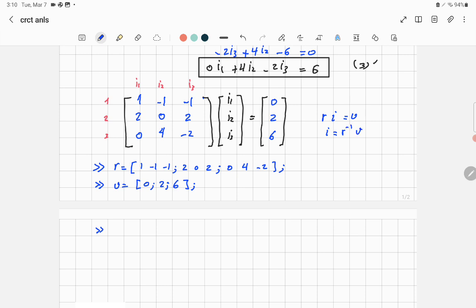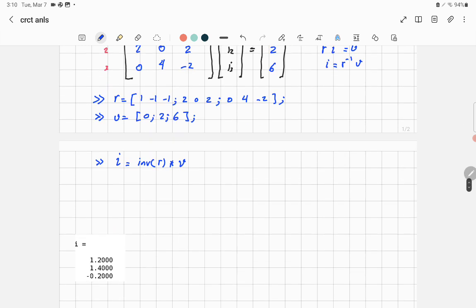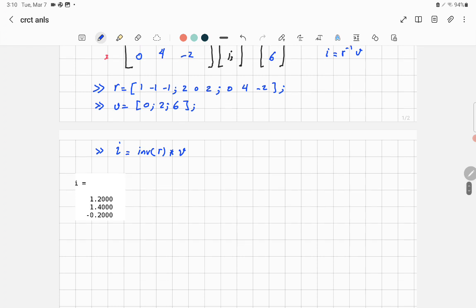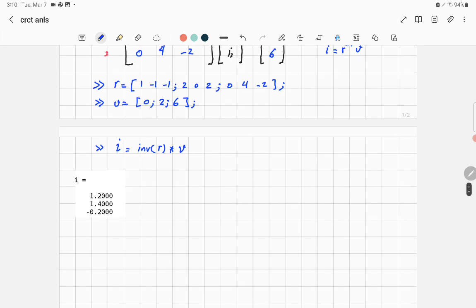How do I do it in MATLAB? I would just write I equal the inverse of the matrix R times the column vector V, and then I type the result. I did that, and that's what I got. Of course, that's not the only way to solve it. You can use your calculator to solve three equations and three unknowns.